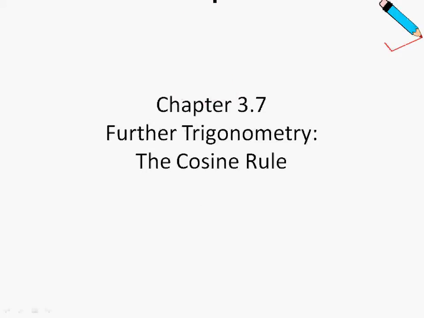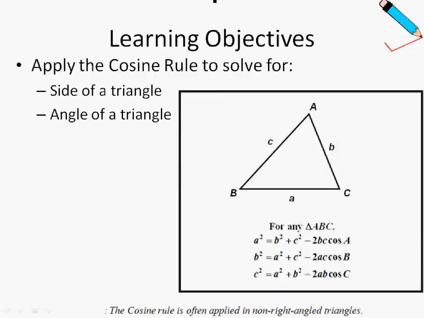We will be learning about the cosine rule in today's video. So what is the cosine rule used for? It is used to find the side of a triangle as well as the angle of a triangle. Take note that the triangle doesn't have to be right angled. Okay, so how does it work for any given triangle ABC?